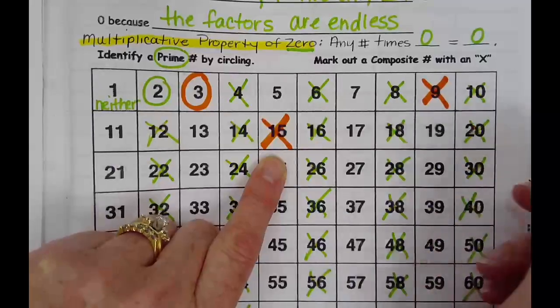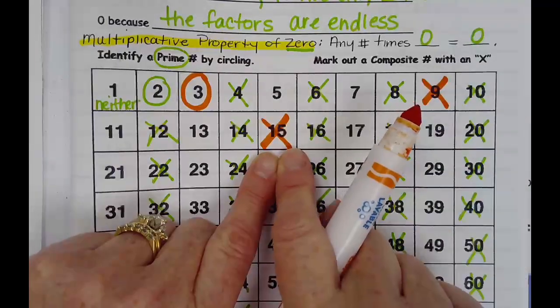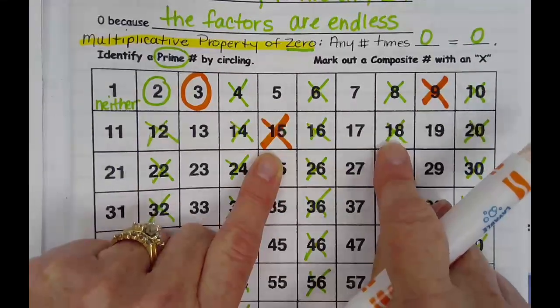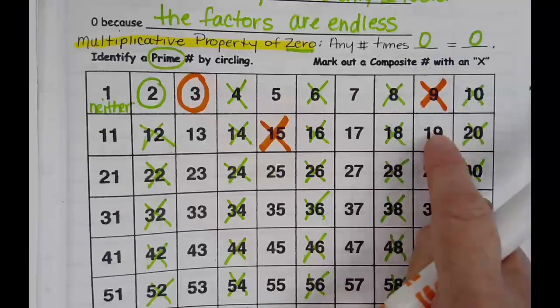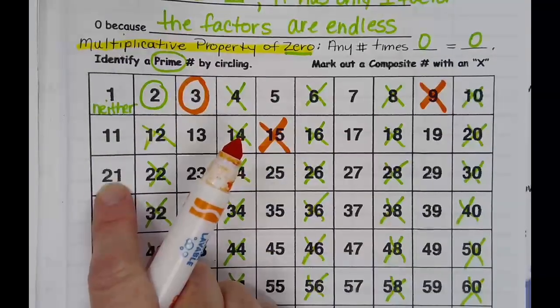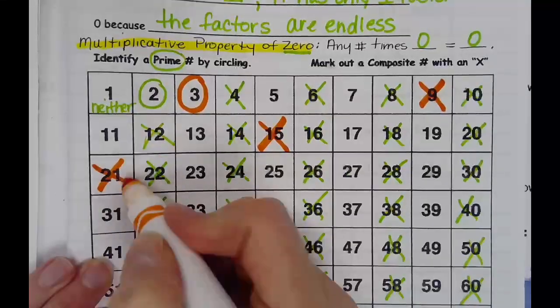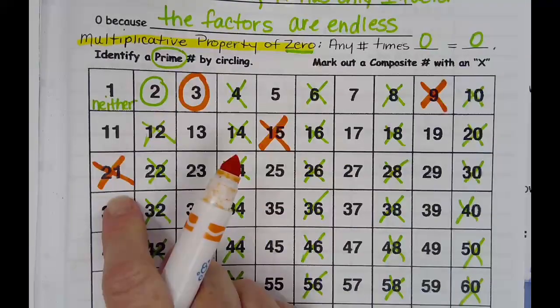Okay, so after 15, what's next? 1, 2, 3. What's next? 18. What comes after 18? 21. Mark that out. After 21.